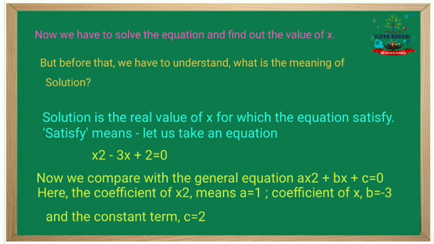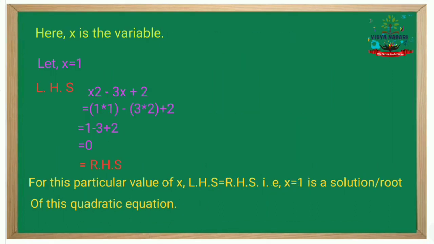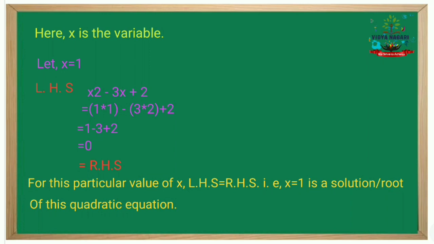Here x is the variable. Let x equals to 1. Then LHS x square minus 3x plus 2. If we put the value x equals to 1, then 1 square minus 3 into 1 plus 2, then 1 minus 3 plus 2 equals to 0. That means for this particular value of x, the left hand side is equal to the right hand side. That is, x equals to 1 is the solution or the root of this quadratic equation. Now, there is another value of x for which the equation is satisfied.